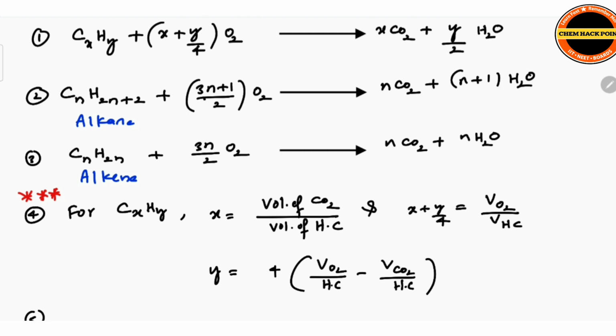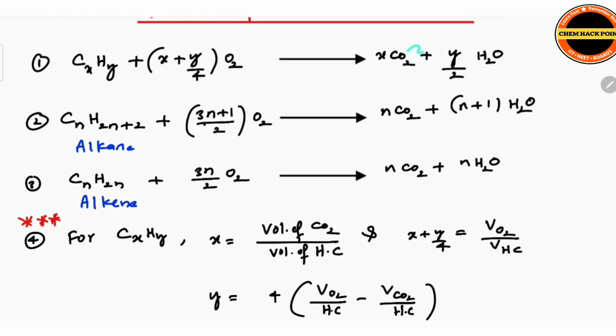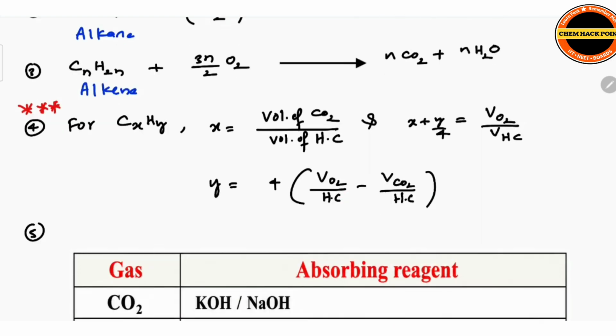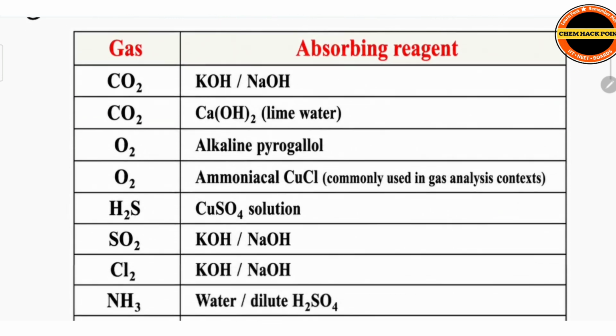So here, for CxHy, x is equal to volume of CO2 by volume of hydrocarbon, and x + y/4 is equal to volume of O2 by volume of hydrocarbon. By using these values, you can find y is equal to 4 into (VO2/VHc minus VCO2/VHc). Hc is hydrocarbon.